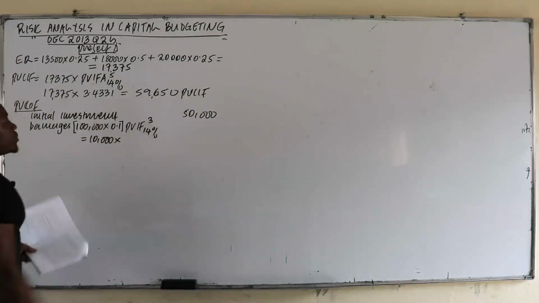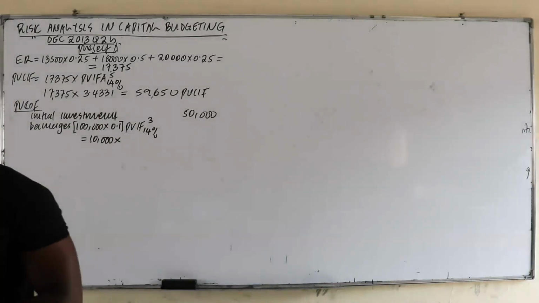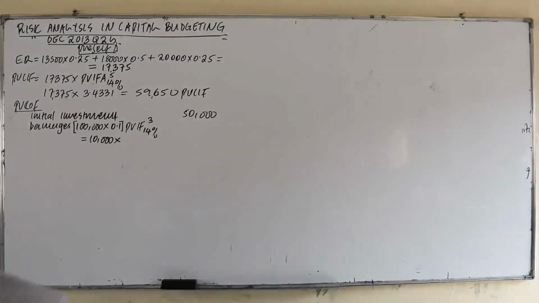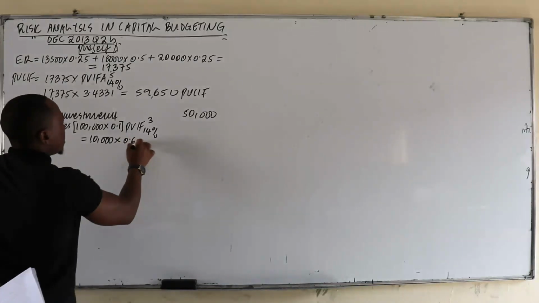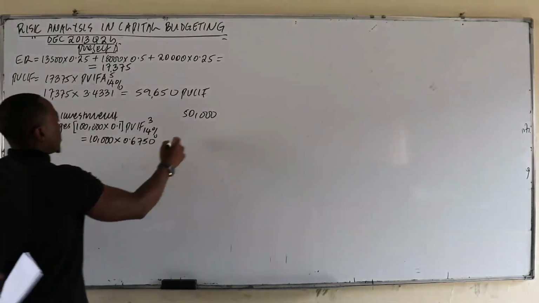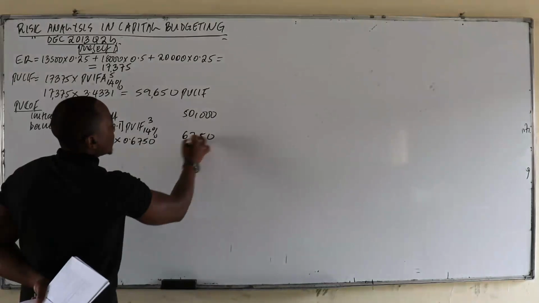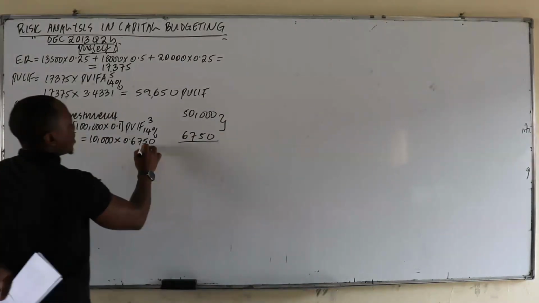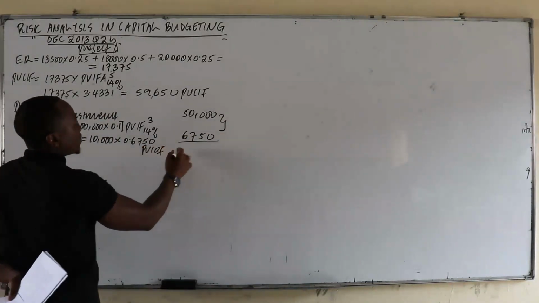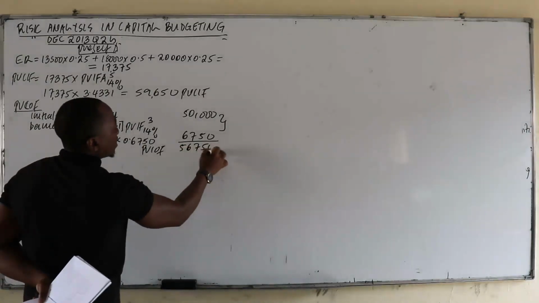Now use the first table. 14% for 3 years. How much is the present value? 0.6. So that's approximately 6.750. Now add the two for you now to get the total present value of cash outflow. Get 56,750.